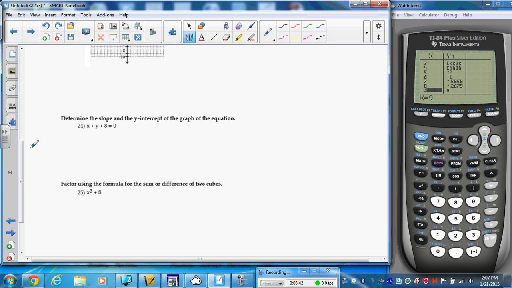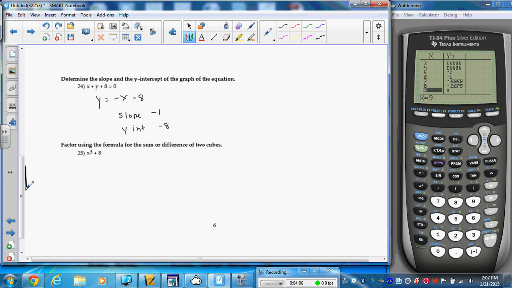Okay, so in question 24, we're going to determine the slope and the y-intercept. So this is a line. So we're just going to put this in slope-intercept form by moving the x to the other side and moving the 8 to the other side. So the slope is -1, and the y-intercept is -8, using that. We could also graph it.